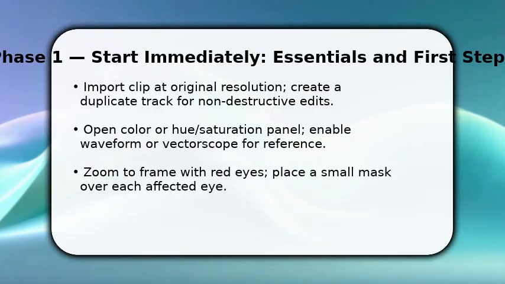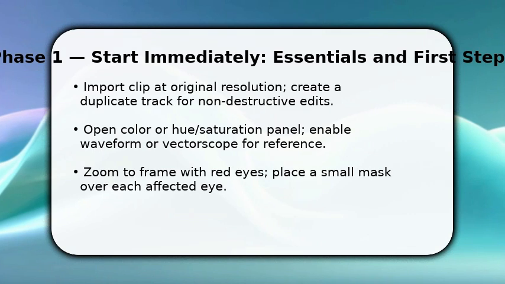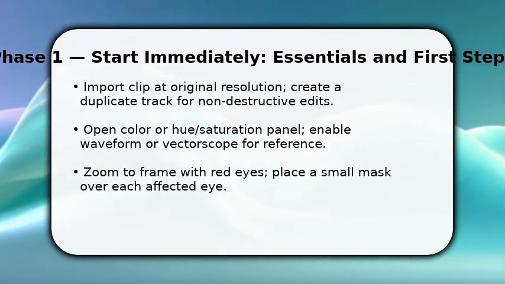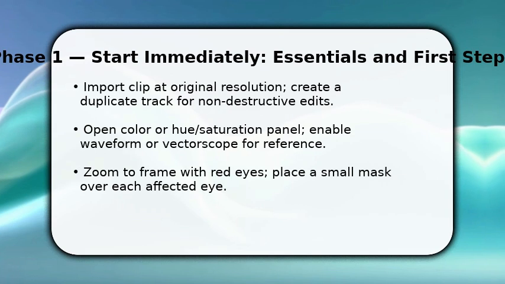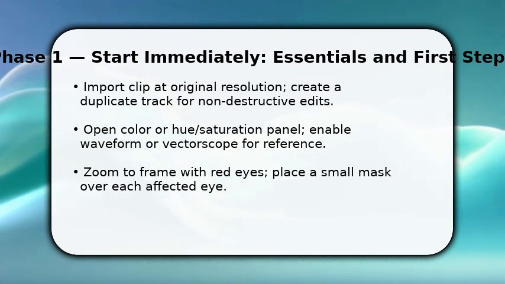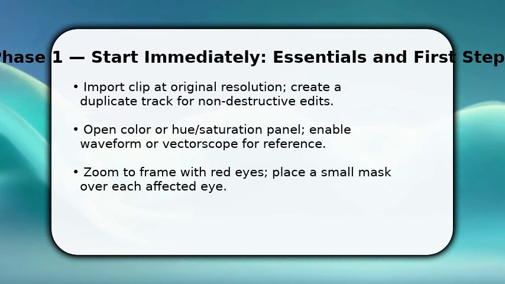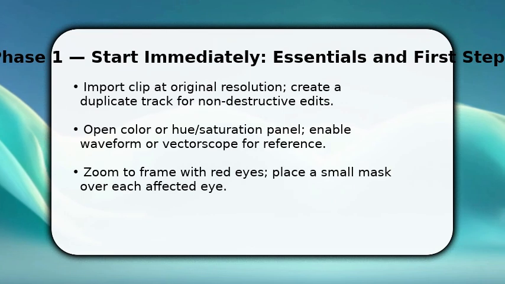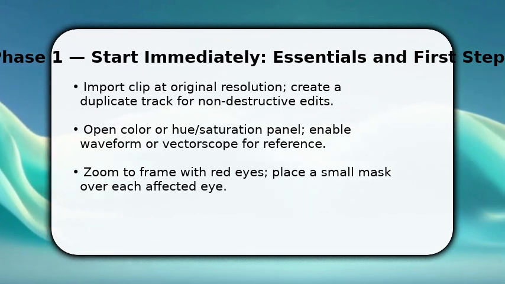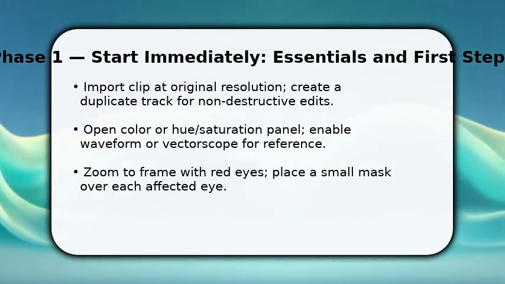You start with a clean copy of the clip so you can undo quickly. Import and duplicate the track. This protects the original. Next, open your color or hue/saturation controls and turn on a scope. This helps you see the red peak. Now scrub to the worst frame, zoom in, and draw a small circular mask over each eye. That confines the fix. Once done, you're ready to isolate the red tones inside those masks for targeted correction.